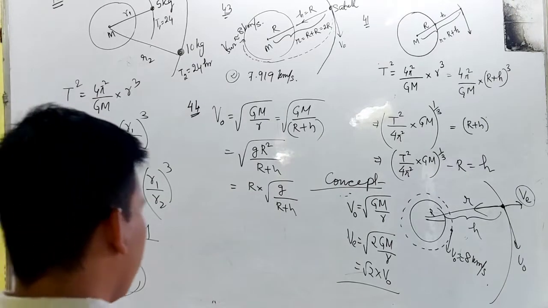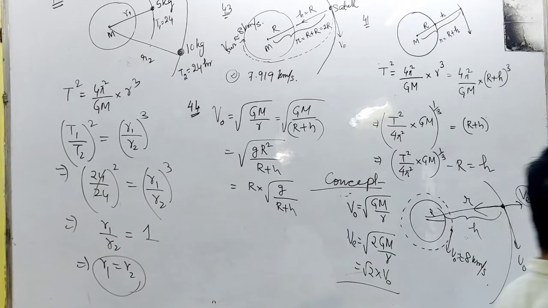Question number 47. The orbital velocity of an artificial satellite in a circular orbit just above the Earth is v naught. Then the orbital velocity of a satellite orbiting at an altitude of half of the radius of the Earth is?